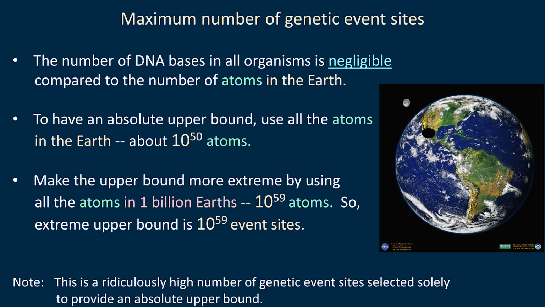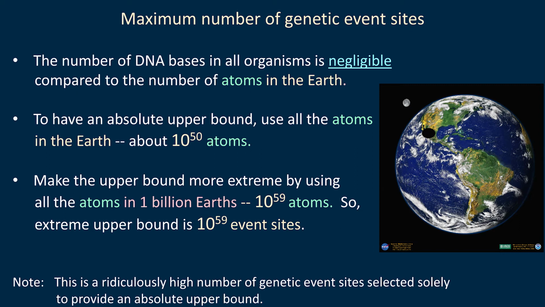Now our estimate for the maximum number of genetic event sites. Well, it's very difficult to say exactly how many organisms, exactly how many DNA base pairs are sitting in every organism, but we can easily come up with an upper bound. The number of DNA bases in all organisms is negligible compared to the number of atoms in the earth. So to have an absolute upper bound, we're going to use all the atoms in the earth as our number of genetic event sites, and that's about 10 to the 50 atoms.